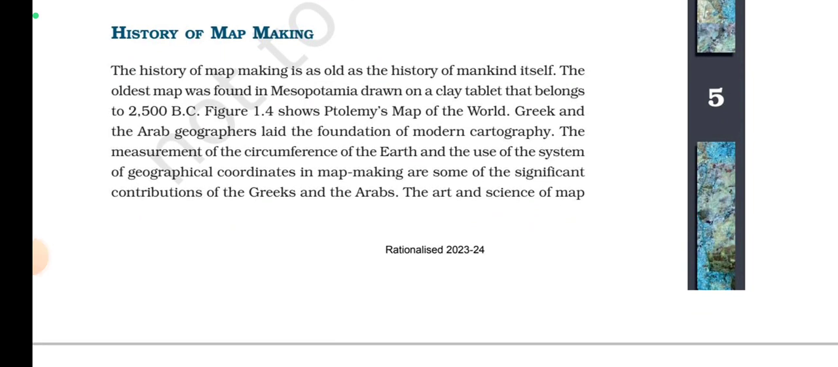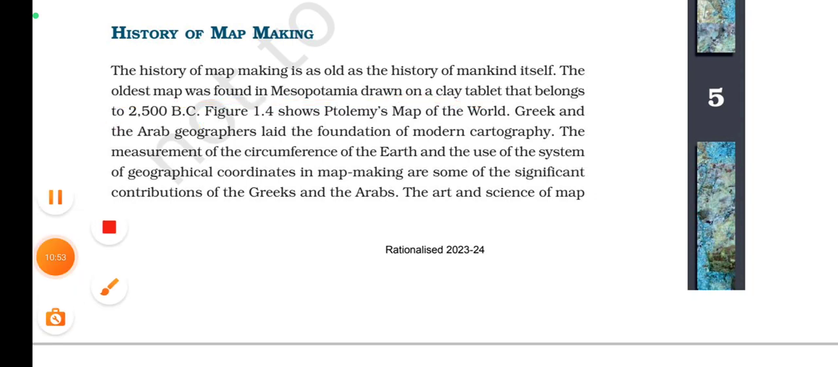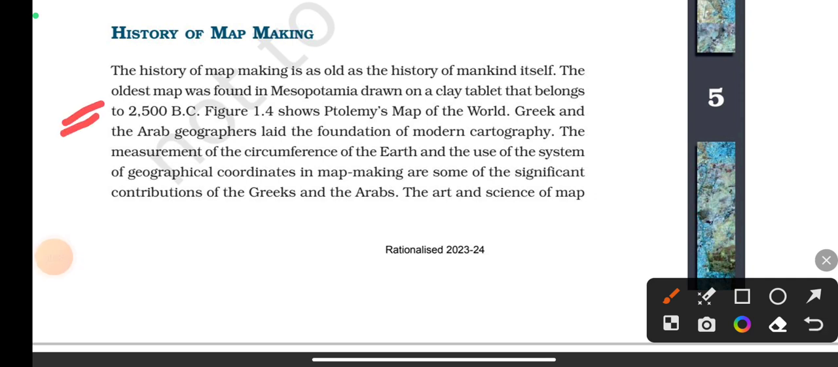The history of map making is as old as history of mankind itself. The oldest map was found in Mesopotamia, drawn on a clay tablet that belongs to 2500 BC. So the oldest map is a clay tablet, and it belongs to 2500 BC. This is important information you should remember.